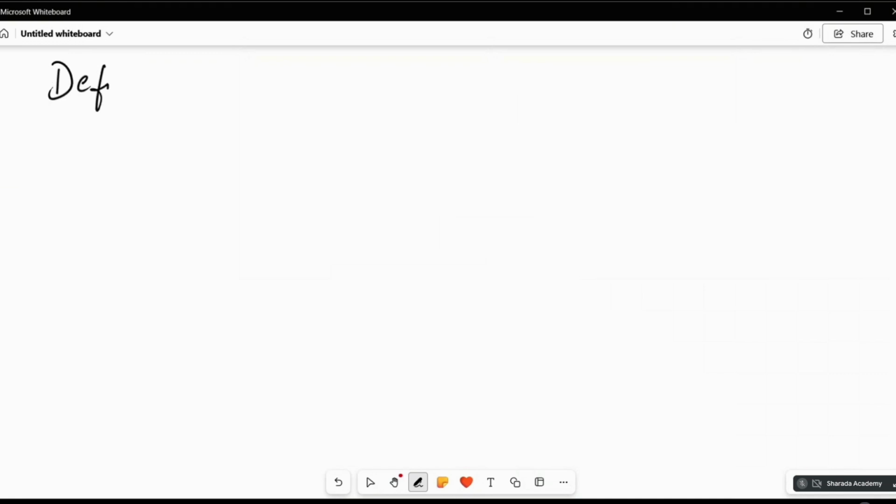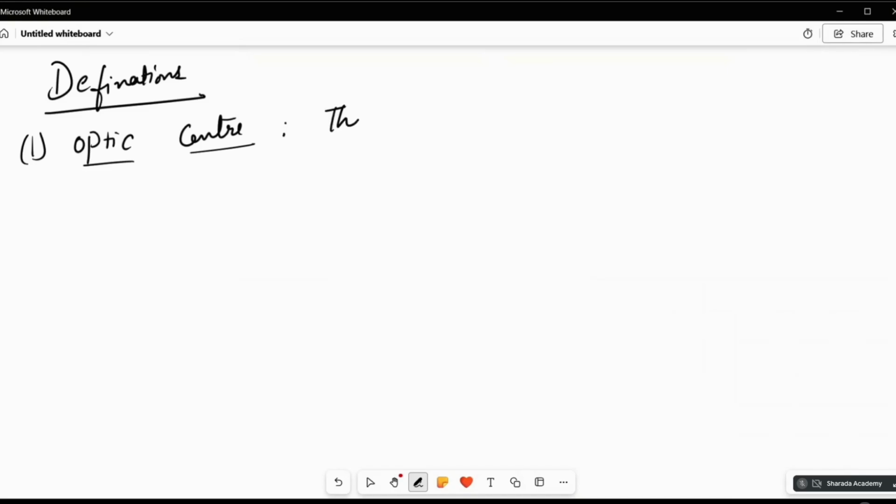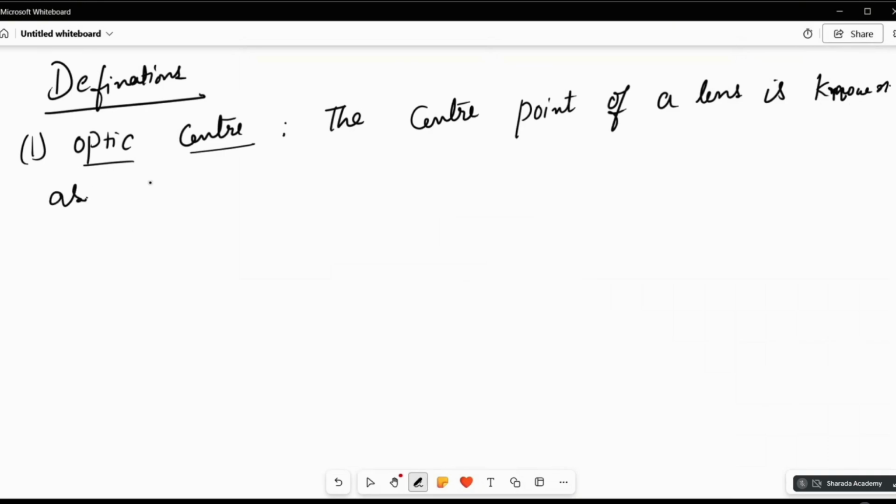Write down definitions. Optic center: the center point of the lens is known as its optic center.